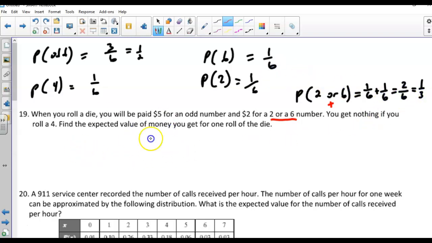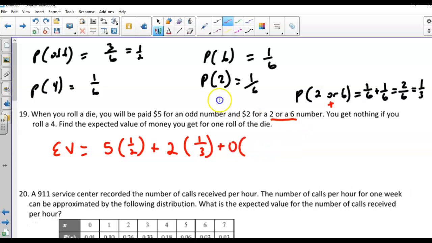So here we go. Let's find this expected value. You get $5 for rolling the odd number, so that's times 1/2. You get $2 for rolling a 2 or a 6, which has a probability of 1/3. And then you get nothing if you roll a 4, and the probability of 4 is 1/6. When we punch that in our calculator, that gives us 3.17. So the expected value is $3.17.